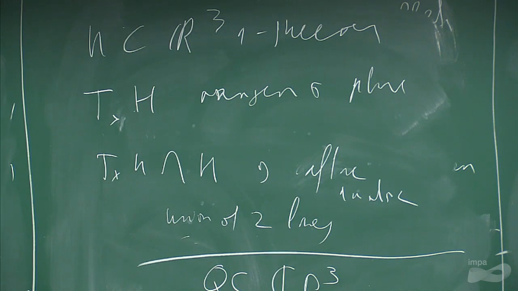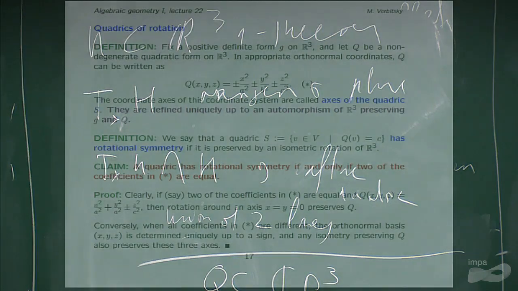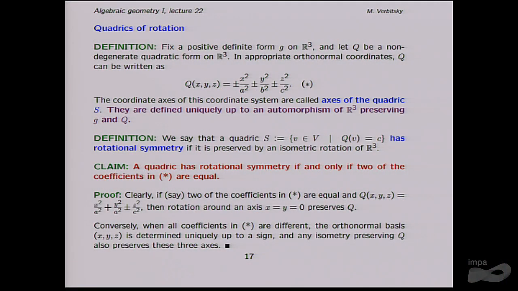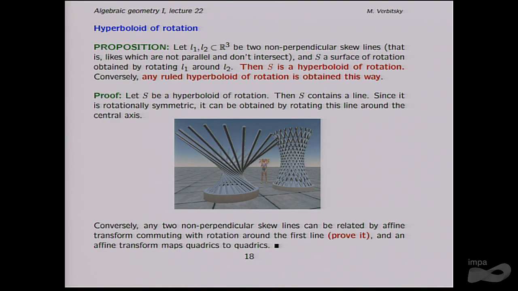You can also prove that if you rotate a line around another line in R3, you obtain a hyperboloid. And conversely, all hyperboloids with symmetries are obtained like that. It's part of your analytic geometry course anyway, but just to remind you. And in the end, you have lots more pictures.